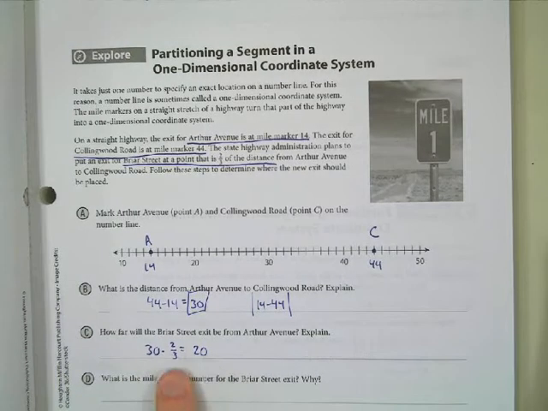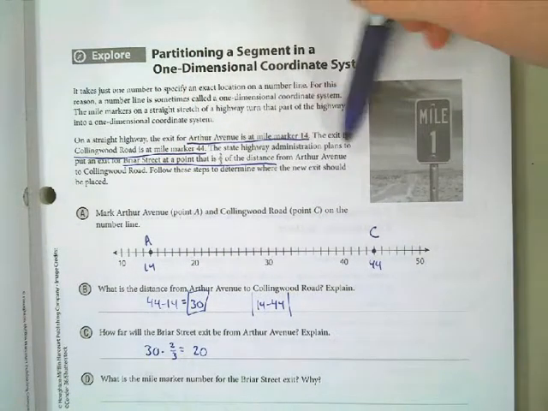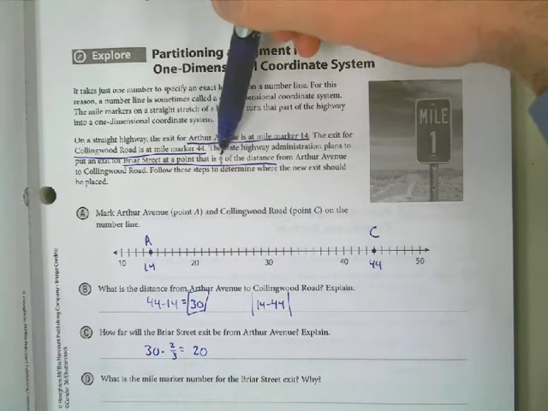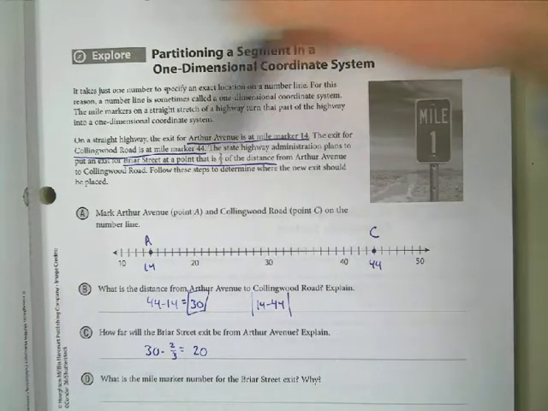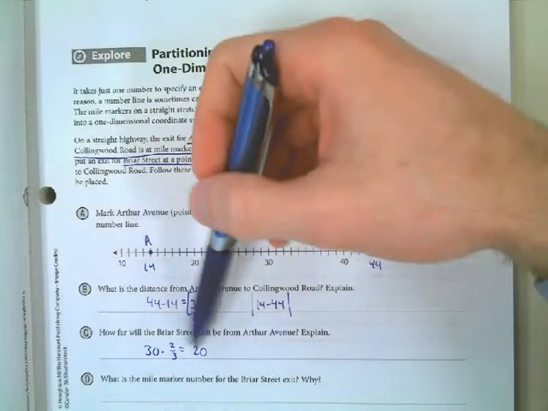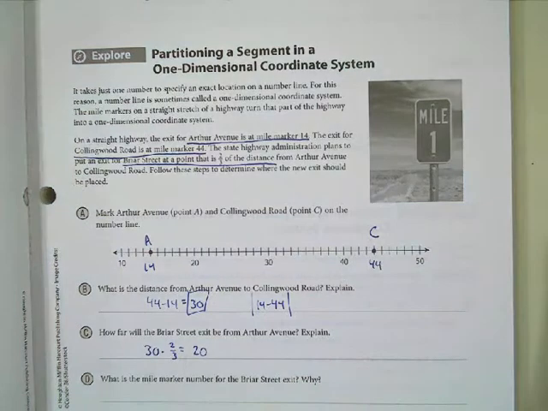So, again, in the directions, because we want to know where is Briar Street, what's the information we're told? The State Highway Administration plans to put an exit for Briar Street at a point that is 2/3 of the distance from Arthur to Collingwood. So 2/3 of the distance is 2/3 times the 30 there. So 2/3 times 30 would give you the 20. So the Briar Street exit is 20 from Arthur Avenue.